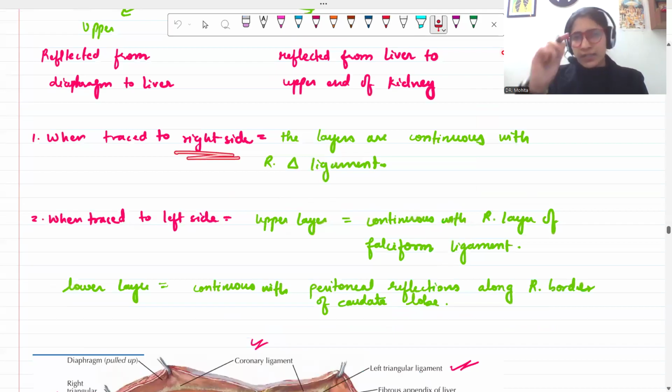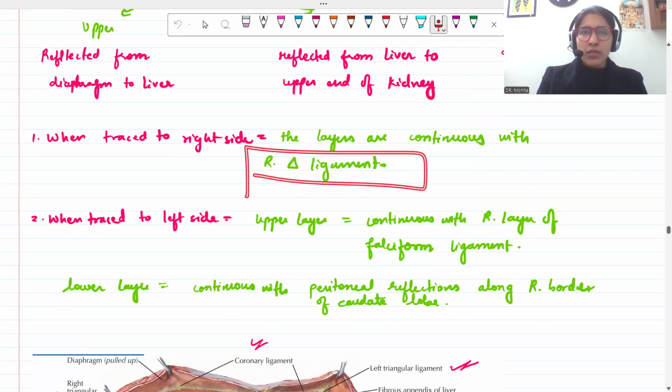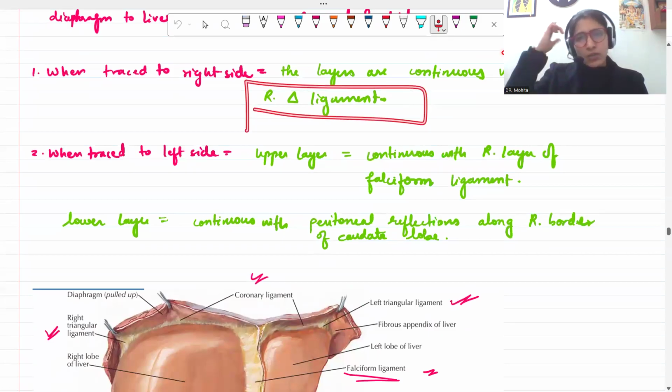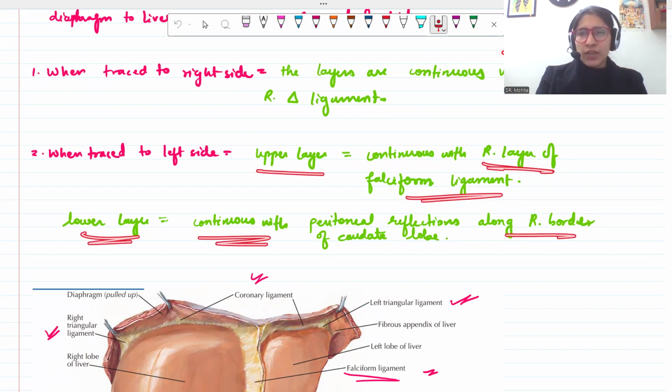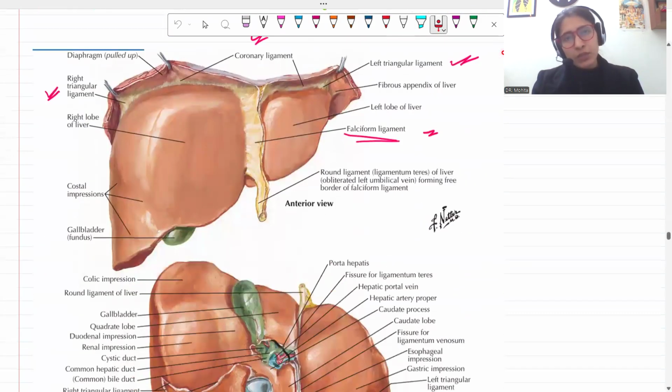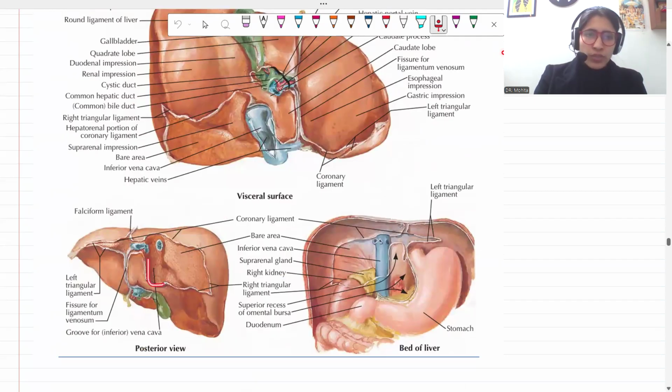So when traced to the right side, जब इनको ट्रेस करोगे तो ये ट्रायंगुलर लिगामेंट बना लेंगे. लेफ्ट साइड पे ट्रेस करोगे तो अपर लेयर कंटिन्यूअस हो जाएगा to the right layer of falciform ligament और लोअर लेयर will become continuous with peritoneal reflection along the right border of caudate lobe. ये right border of caudate lobe के साथ कंटिन्यूअस हो जाएगा. Is it good? So coronary ligament ये पूरा है. ये भी coronary ligament ही है. On the left side when it is traced, ये दोनों मिलके left triangular ligament बनाएंगे.